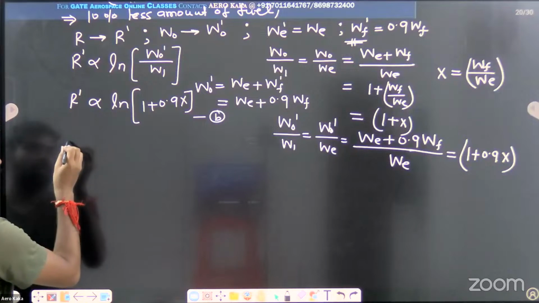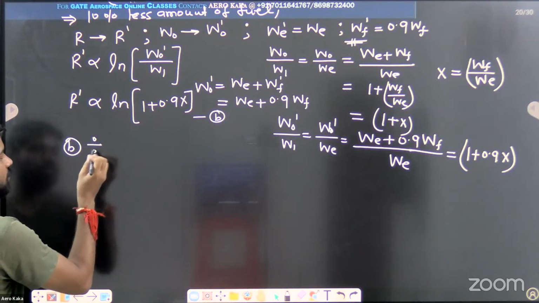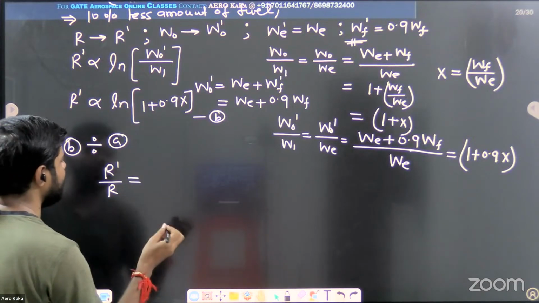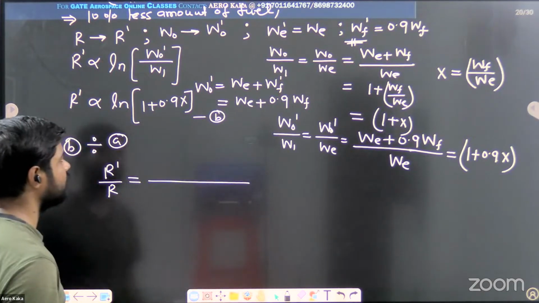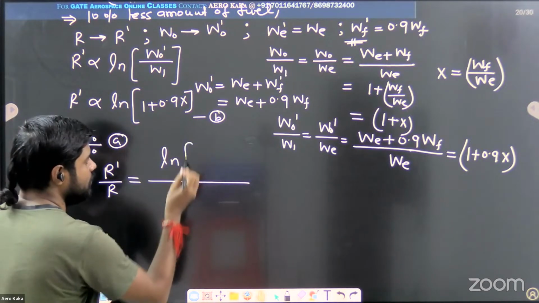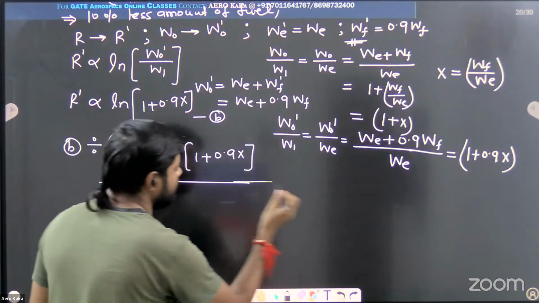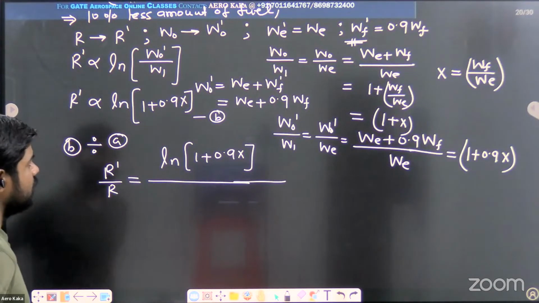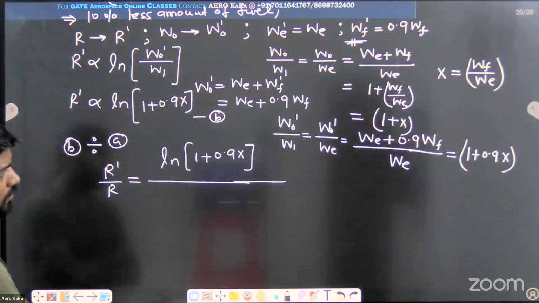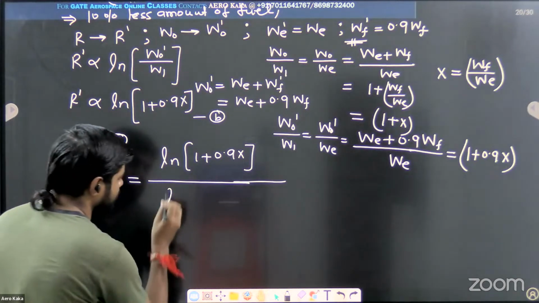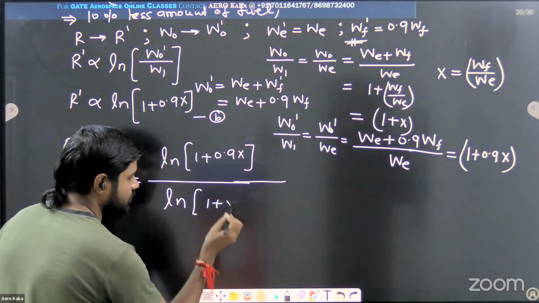Now take the ratio, equation B by equation A. And what you can write? R prime upon R is equal to how much, Prabhuji? Ln of 1 plus 0.9x divided by ln of 1 plus x, right? Check. Is it correct or not? Yes, sir. Are you sure? Please let me know if I'm making any mistake.